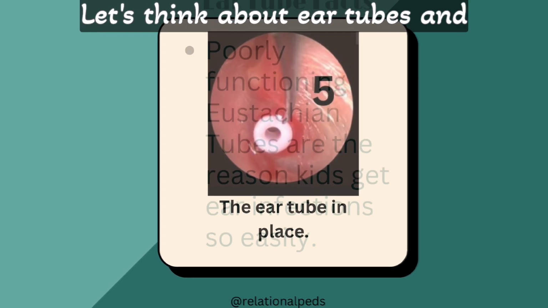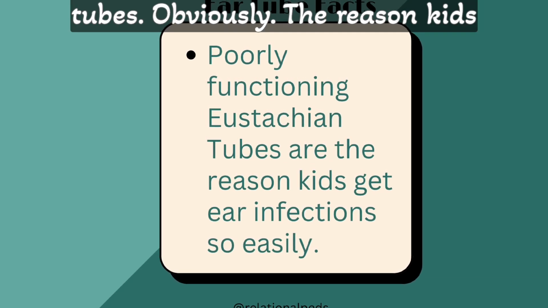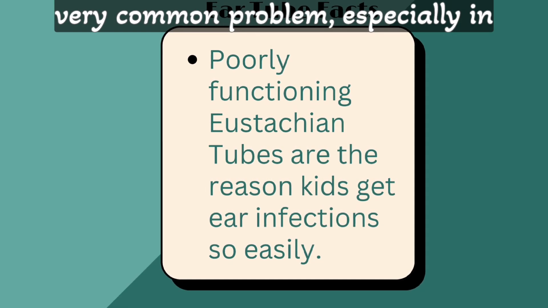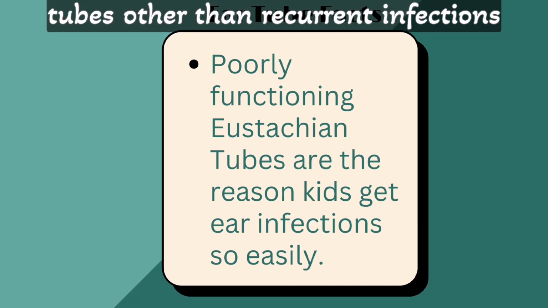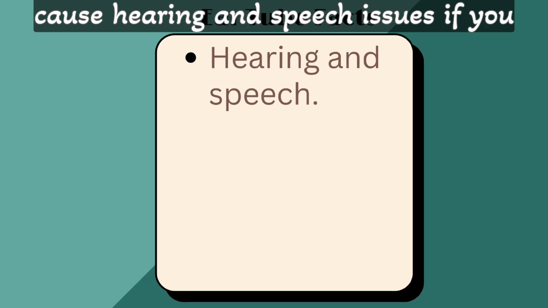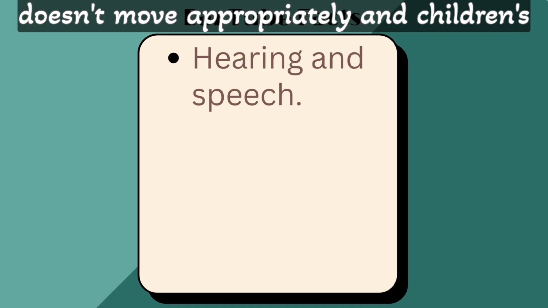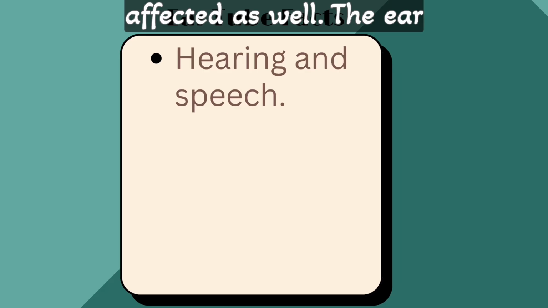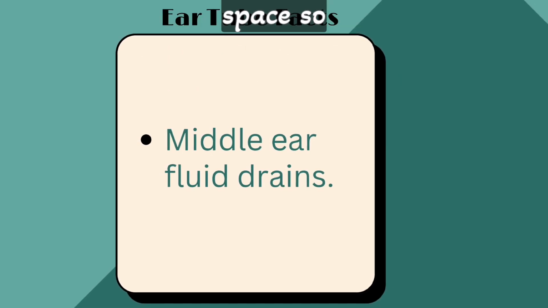Now, let's think about ear tubes and facts about ear tubes. Obviously, the reason kids get ear tubes is because of poorly functioning eustachian tubes, which is a very, very common problem, especially in infants. But the main reason we want to do ear tubes, other than recurrent infections, is because these recurrent infections cause hearing and speech issues. If you don't do something about that fluid, the eardrum doesn't move appropriately, and children's hearing is affected, and eventually the speech is affected as well. The ear tube drains that middle ear fluid out of the middle ear space.